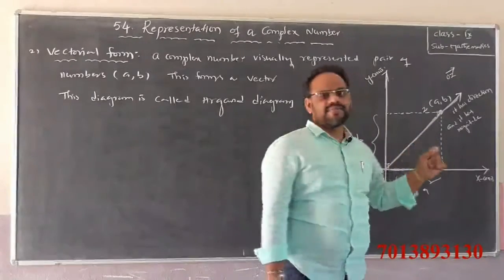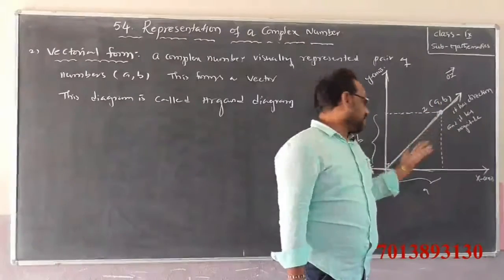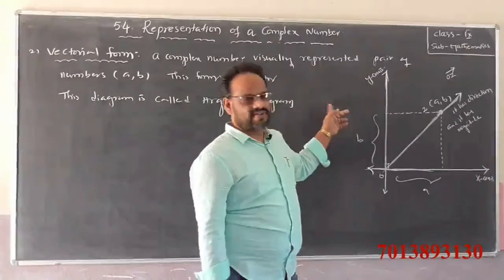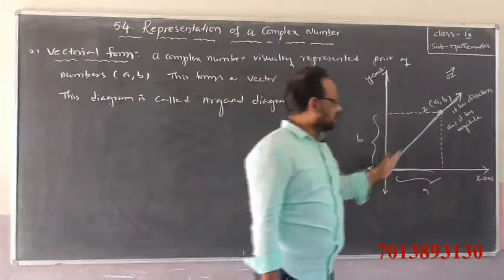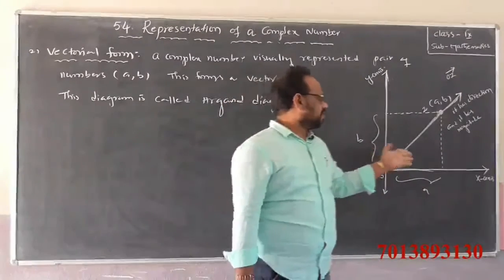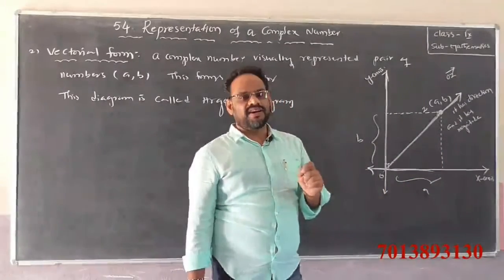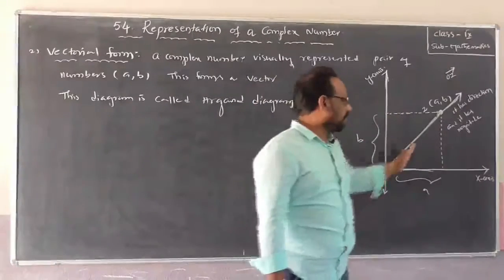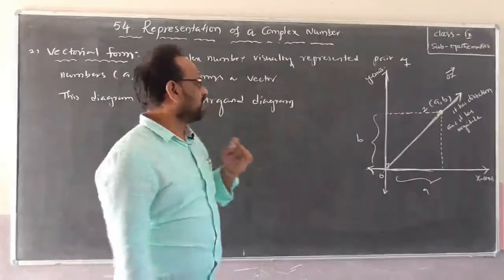If you locate the complex number on the Argand plane and join like this, it has direction, and if it is located in the second quadrant and you join like this, it has one direction and some magnitude. So this form is called the vectorial form, and this diagram is called the Argand diagram.